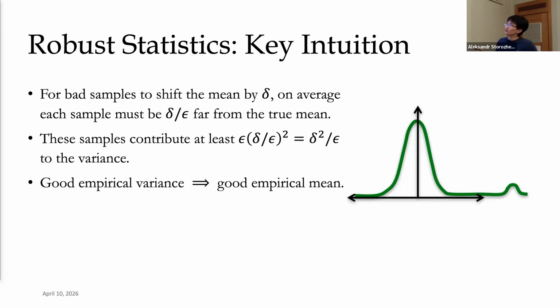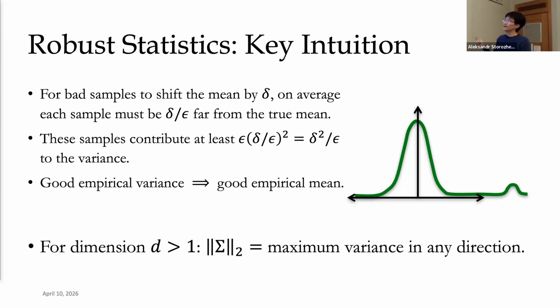Okay. I'm skipping the formal math, but this is the punchline I want you to remember: if I can remove some samples, and after I do that my empirical variance is good, then I know my empirical mean must be good. It's the contrapositive of this statement, right? Okay, and it turns out this analysis, this argument, can be generalized directly to high dimensions.